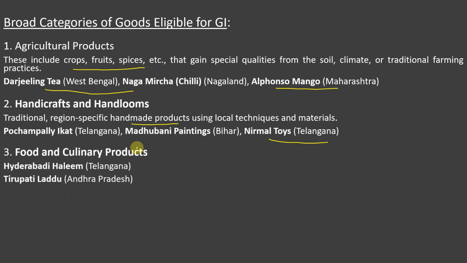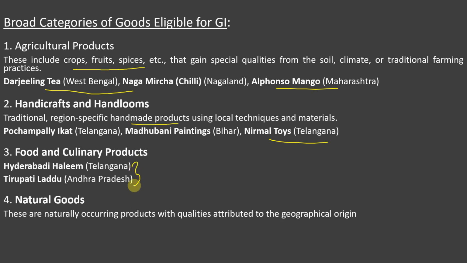The next category is food and culinary products. So food products can also be registered under the geographical indication. The Hyderabadi Haleem of Telangana and Tirupati Laddu of Andhra Pradesh got the GI tag.